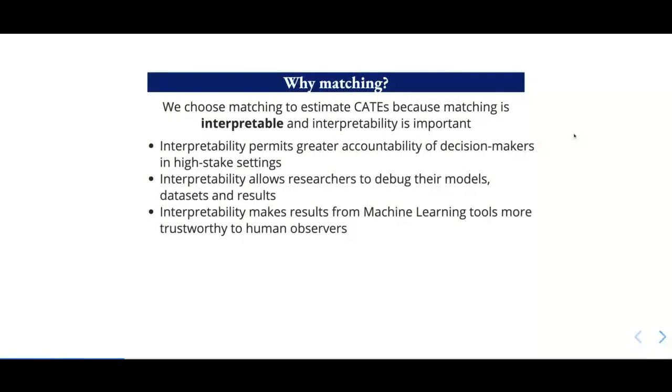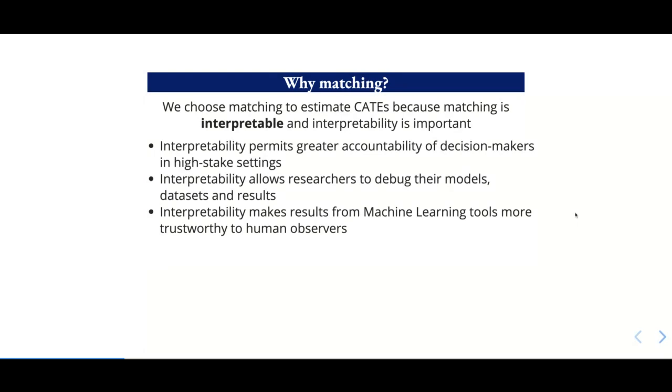So why would we do this? Matching is but one way of estimating the effect of the treatment on an outcome. But I would like to argue that matching is a desirable way of figuring out what the effect of these treatments are because it's interpretable. And it permits greater accountability in high stakes settings. So for example, a policymaker that wants to figure out if some education policy is having a good effect on test score results in schools should be able to explain how this difference in test scores that they got was obtained in the first place.